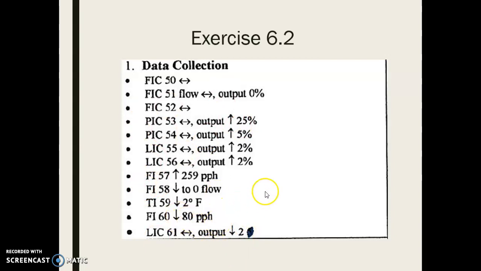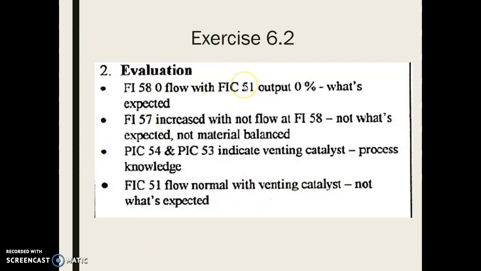So that's kind of what's expected there. So let's talk about what the problems are. Now, FI58, which is again your absorbent makeup flow, is reading 0 and the output is 0, so that makes sense. FI57, which is your rich absorbent flow to D2, is increased with no flow at FI58. That is not what is expected, and so that is not a good material balance.